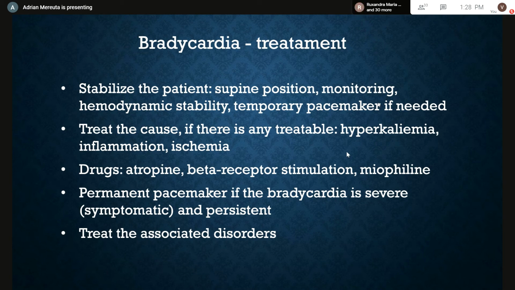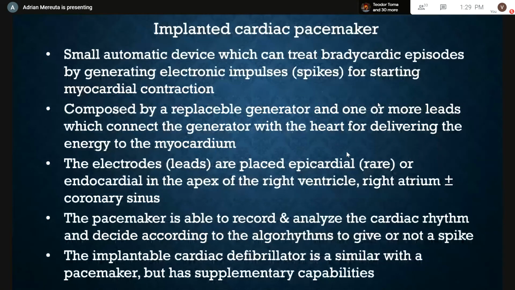Okay, drugs. You can give some drugs: atropine, or beta receptor stimulation, or aminophylline, theophylline is the same thing. If the bradycardia is severe, you have to implant a permanent pacemaker, and you have to treat the associated disorders. What about the cardiac pacemakers?